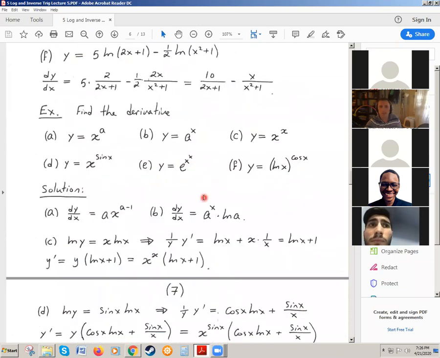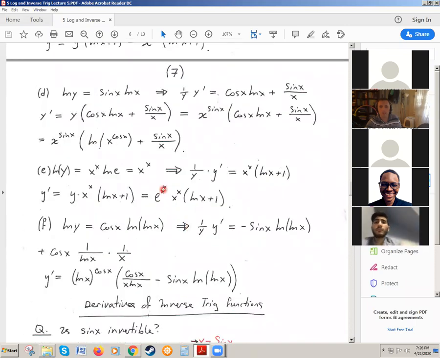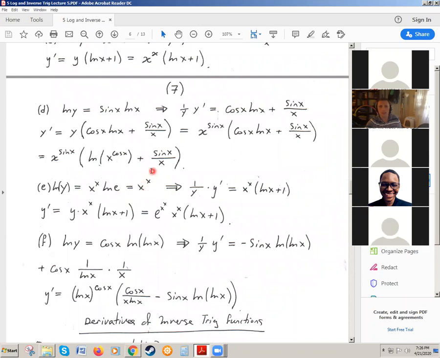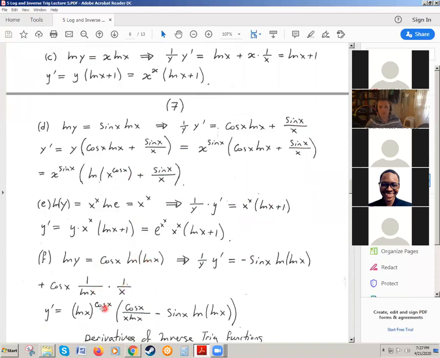My solution was that the derivative of x to the power of x is itself multiplied by ln x plus 1. We already did it in part C, I think, right? The derivative of x to the x is just x to the x times ln x plus 1. So now I get that 1 over y times y prime equals x to the x times ln x plus 1. Good. And the other questions are of the same type.